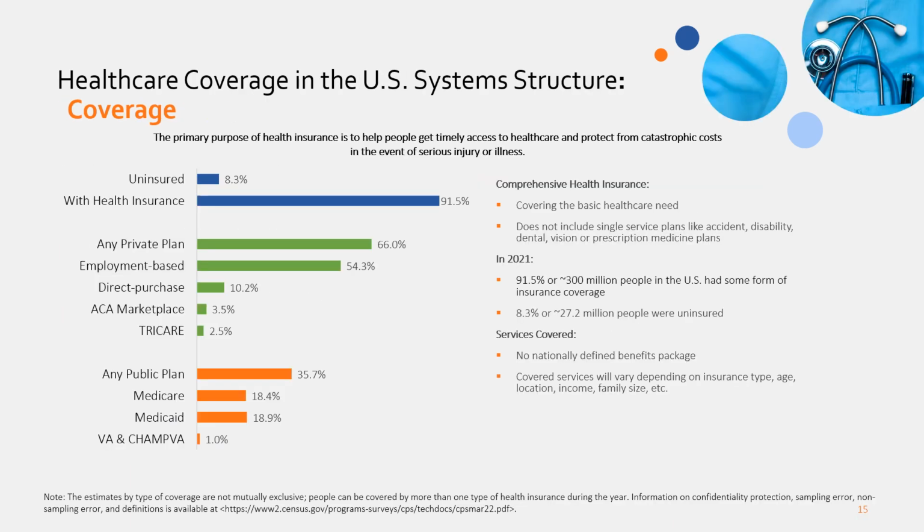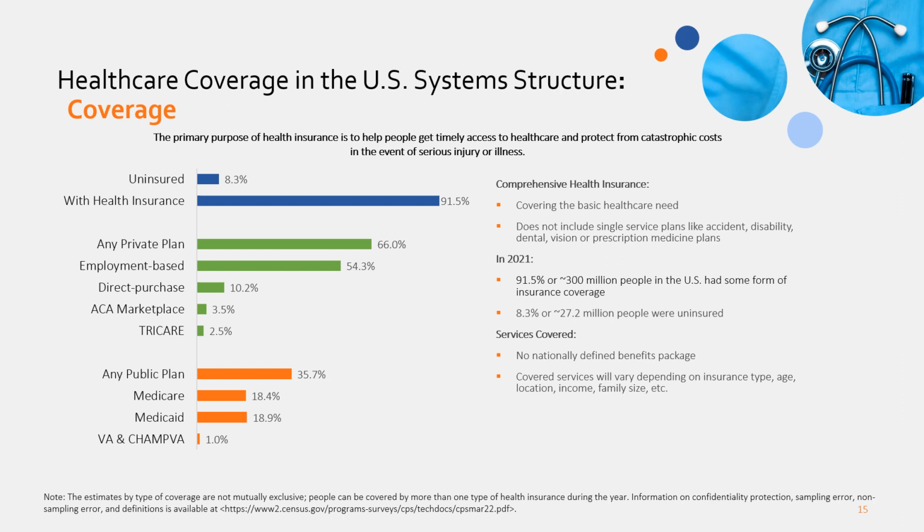The primary purpose of health insurance is to help people get timely access to health care and protect them from catastrophic costs in the event of serious injury or illness. People in the U.S. fall into one of three categories when it comes to health care coverage. They either have public health insurance, private health insurance, or they are uninsured.